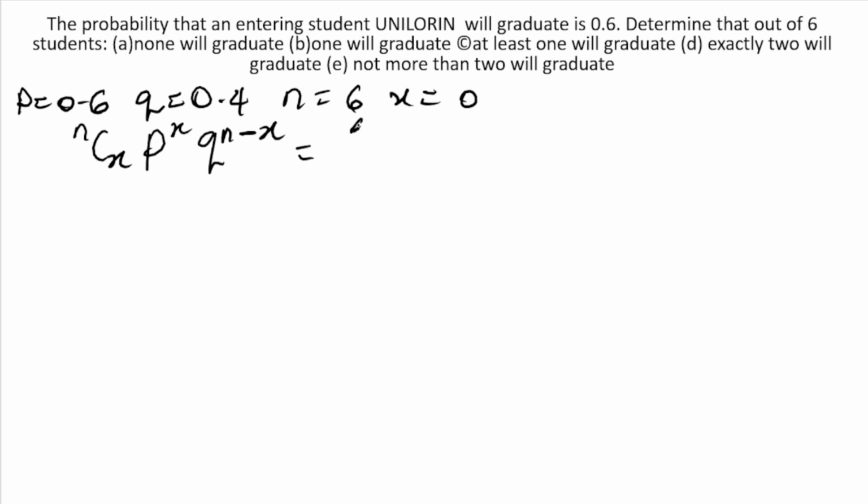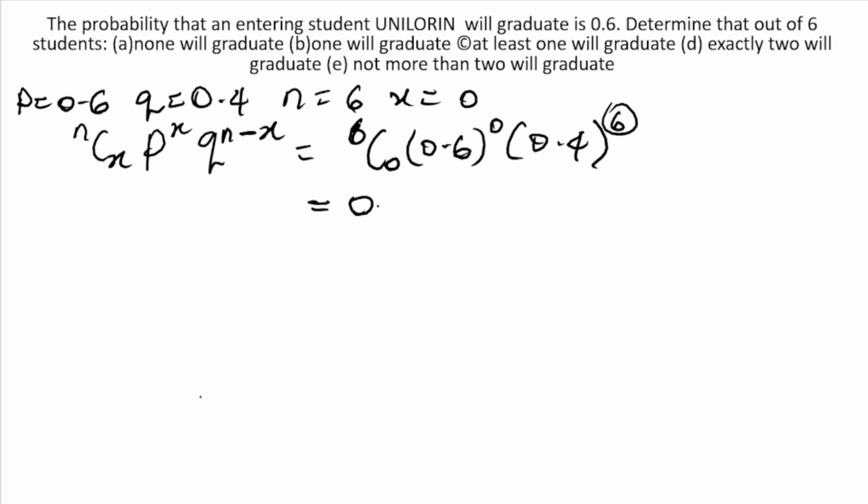Then it means that 6 combination 0, the p there is 0.6 raised to the power of x, which is 0, 0.4 raised to the power of 6 minus 0, which is still 6. So we have this to be 6 combination 0, which is 0. The answer of this is 0.04096. Okay, without wasting our time.